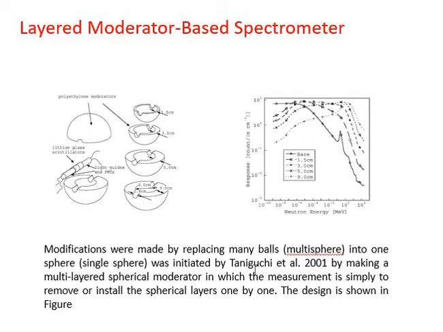In 2001, Taniguchi et al. modified the Bonner moderator design, where the solid sphere was converted into a layered sphere. In this design, it is relatively lighter and more practical, but the measurement is still carried out several times according to the number of layers of the sphere.